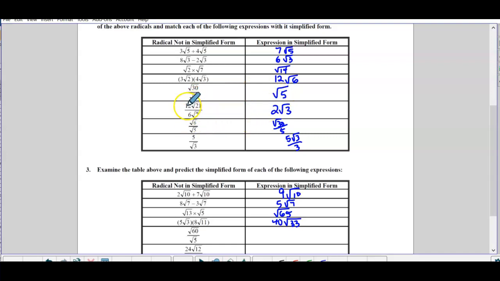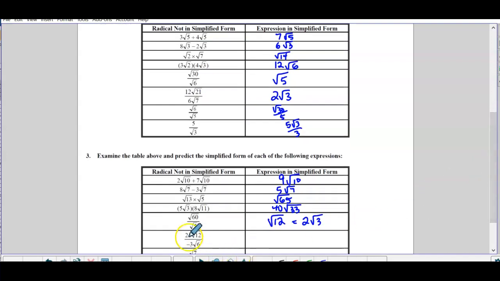This one has coefficients, so you do those separately. 12 divided by 6 is 2, and then 21 divided by 7 is 3 underneath the radical. Okay, we'll talk about the next ones in a sec. 60 divided by 5 is 12. So that's root 12. Now, that can be simplified in this case to 2 root 3. The next one, 24 divided by negative 3 is negative 8. 12 divided by 6 is 2 underneath the radical.